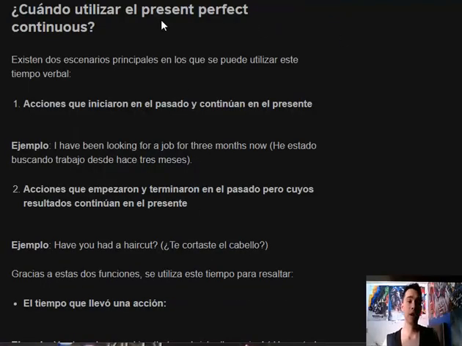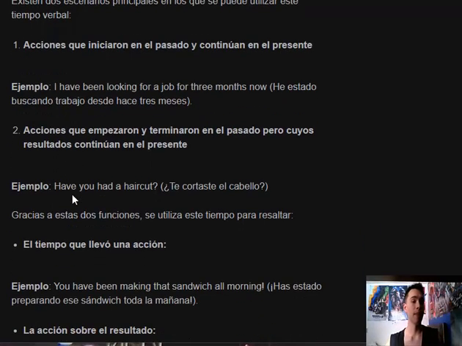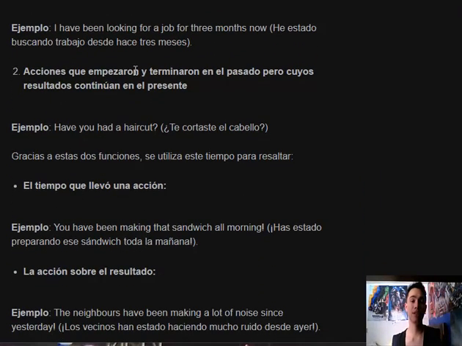Now we have when we could use the present perfect continuous. Well, we have two scenarios where it can be used. The first one is with actions that start in the past but are continuing in the present, like I have been looking for a job for 3 months now. And the second one is with actions that start and finish in the past but whose results are still continuing in the present, like have you had a haircut?